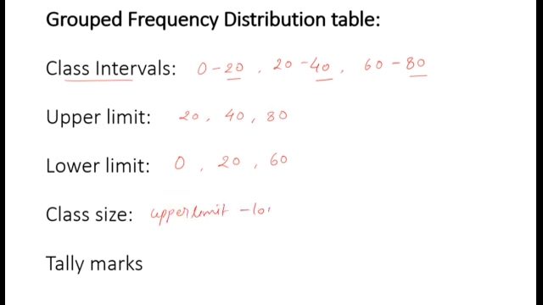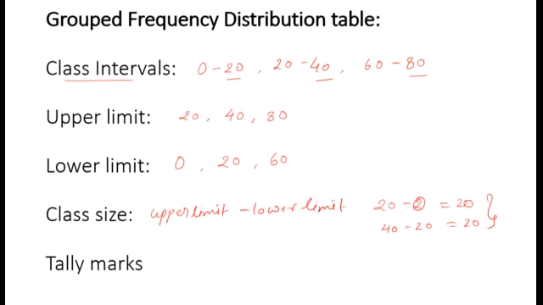So using this formula, we can find the size of the class. Like for all the examples I have taken, if I go with 20 minus 0, it would be 20. Then if I go with 40 minus 20, then also it is 20. So this answer is the class size.